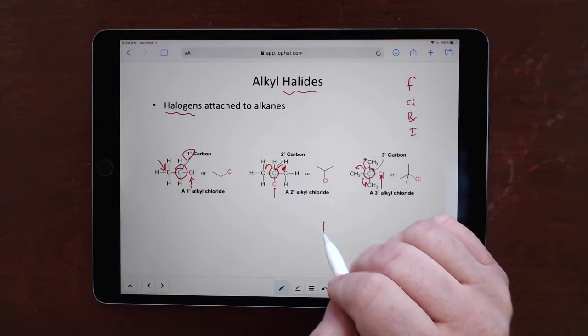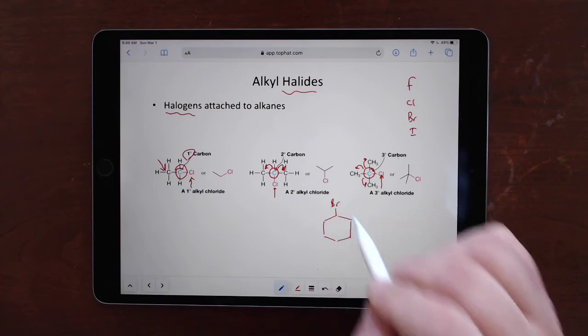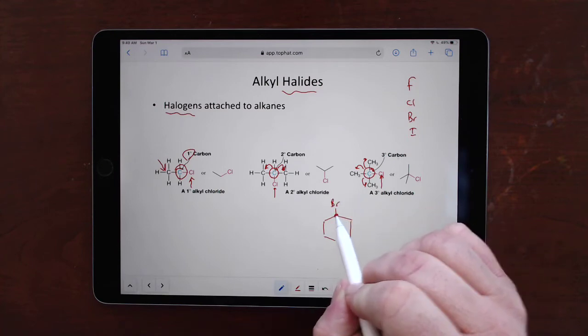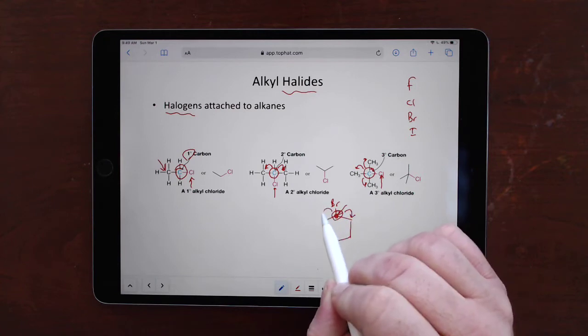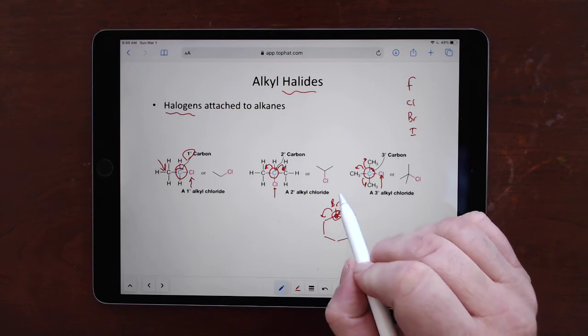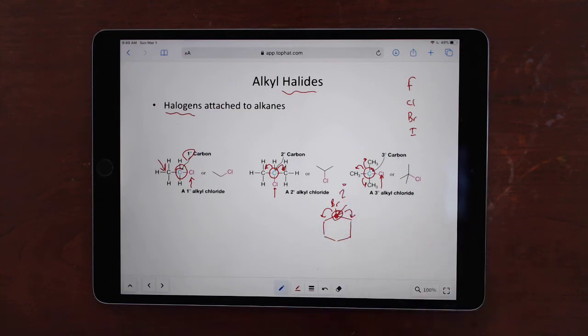So if you had something like this, let's say you had a bromine, you would look at that carbon there, and how many other carbons are directly attached to it? Well, there are 2. So this would be a secondary carbon. Even though there's more carbons down here, you're looking at what's directly attached to it.